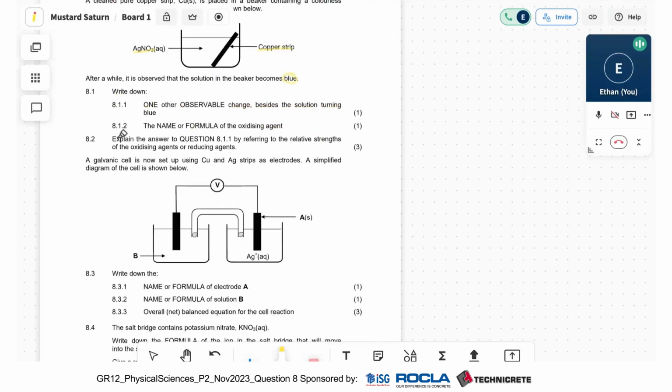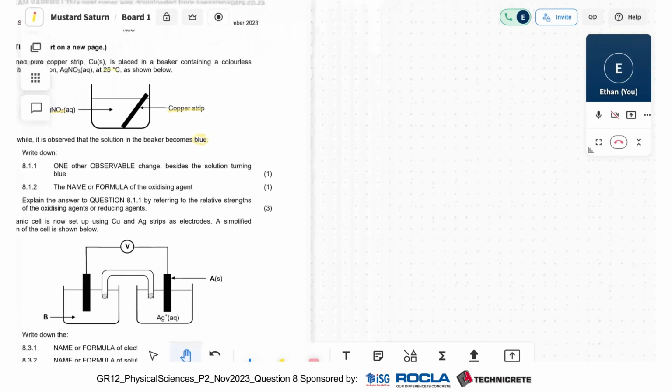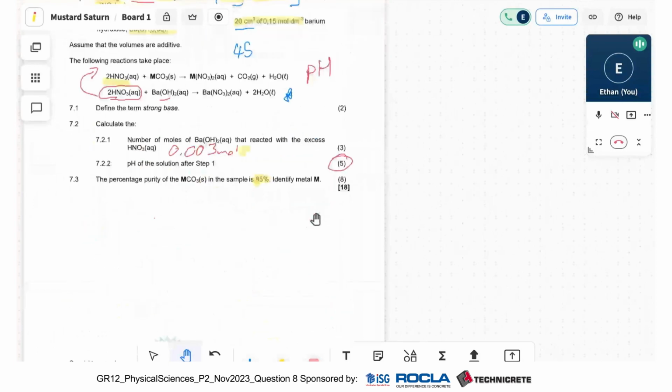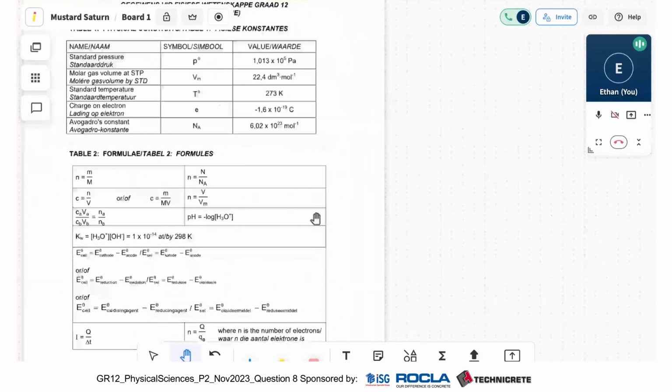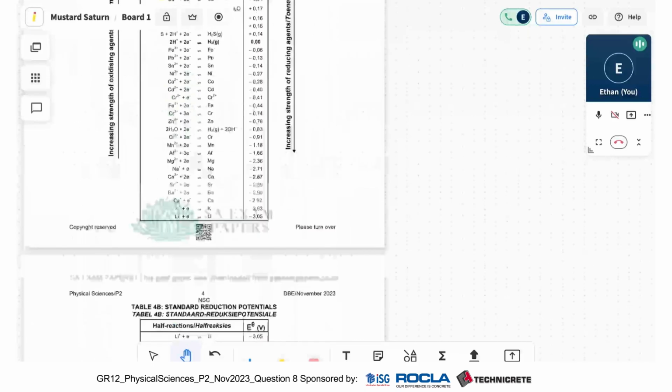All right, moving on to 8.1.2, the name or formula of the oxidizing agent. Okay, so this is where it gets a bit interesting. So how do we know which is the oxidizing agent and which is being oxidized and which is being reduced? So this is where these tables down here come in handy. So I've just gone and highlighted what we have here.